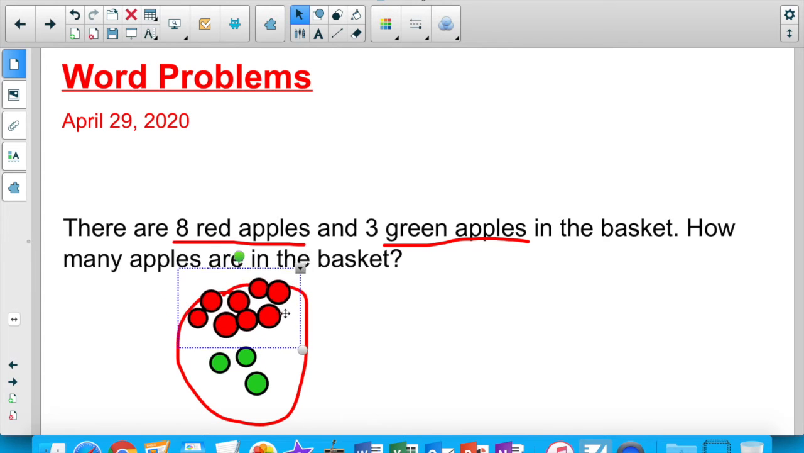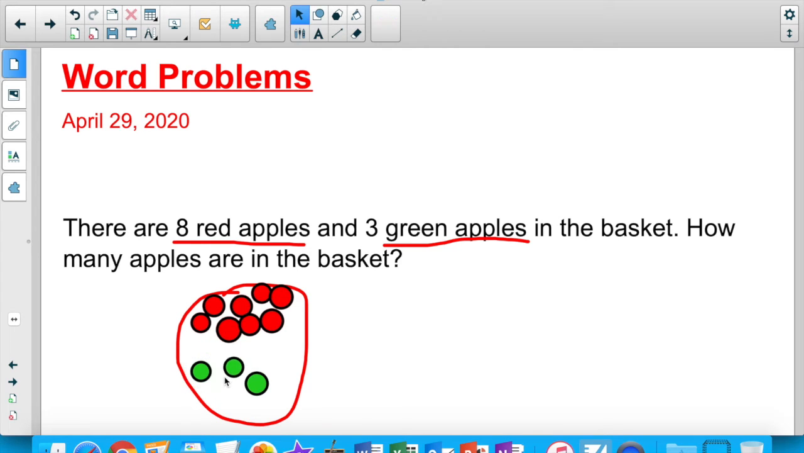So there are 8 red apples, so 8 apples. Then I'm going to count on and count all the green ones, okay? So 8, 9, 10, 11. So I know that there are supposed to be 11 apples in the basket.